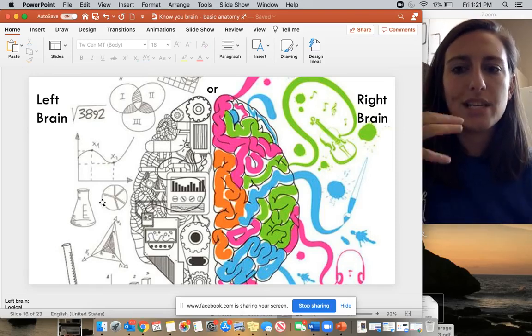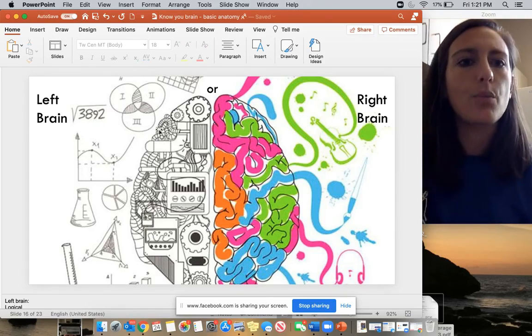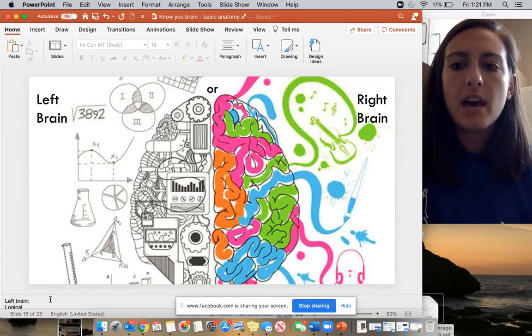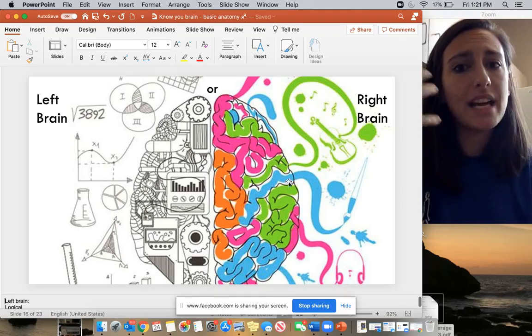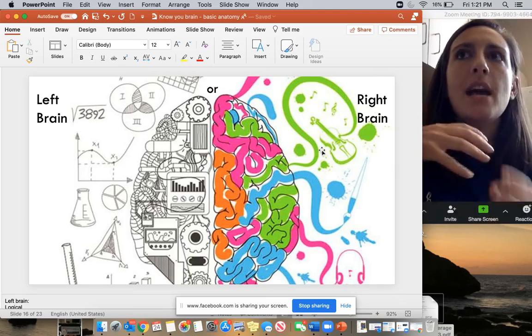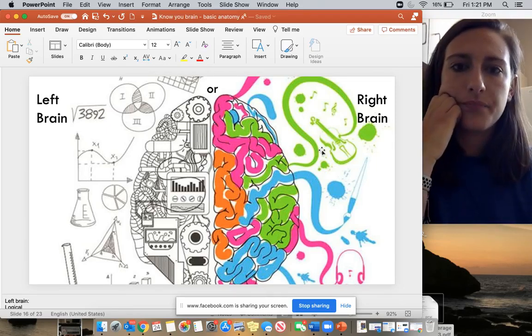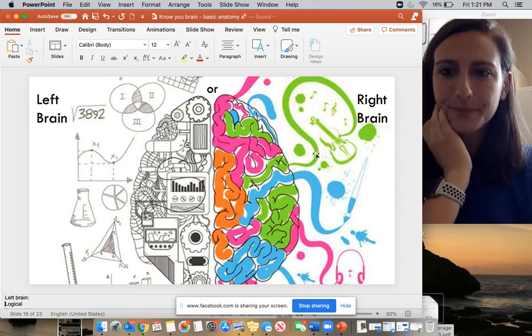As you can see in this picture, the left brain is more black and white, more logical, and you can see the different parts of things, whereas the right brain has more artistic thought, more abstract thought, and you can see the big picture a little bit better. Lots of different interesting things about right brains and left brains.